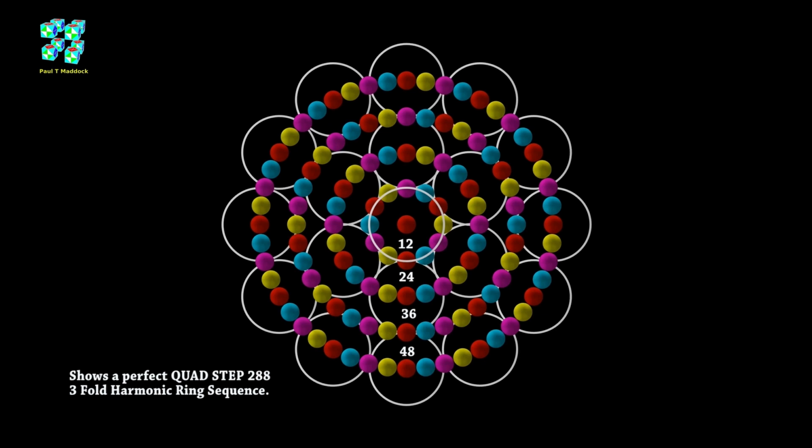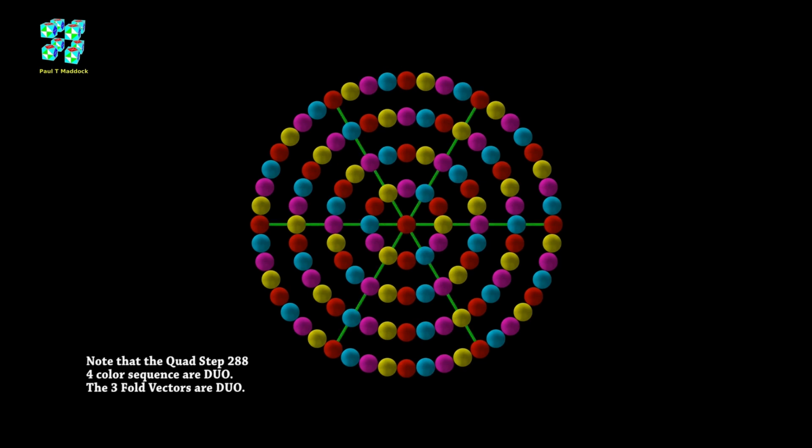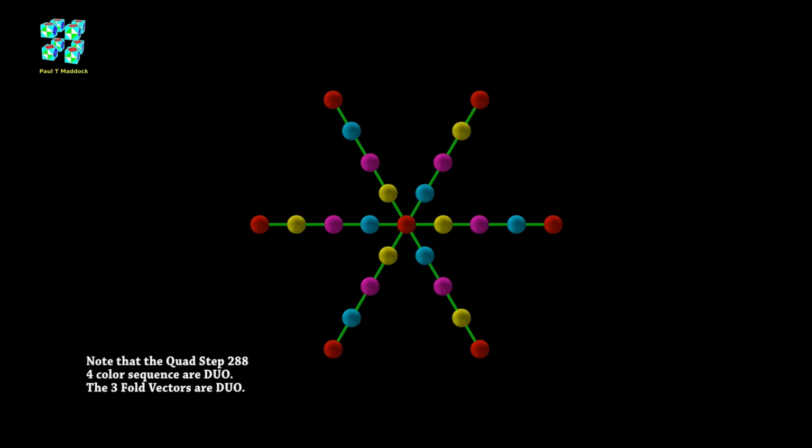Okay, I've got something else to show you. We'll go back to the rings only. Now if you study these set of rings, the quad step red, yellow, purple, cyan, red goes 3 times forward and 3 times reverse. Now you can see this clearly with the 6 green vectors. I'll hide everything except the vector balls.